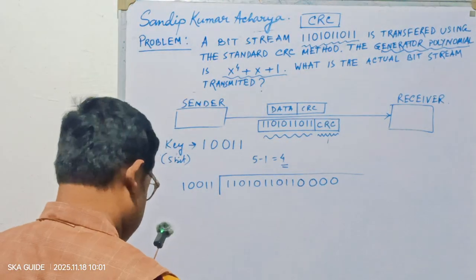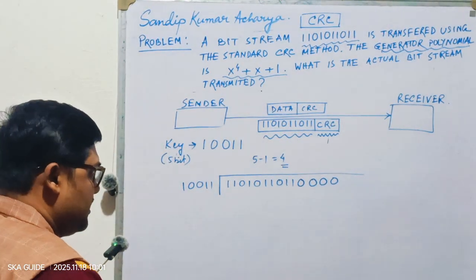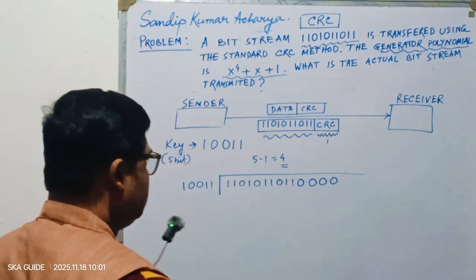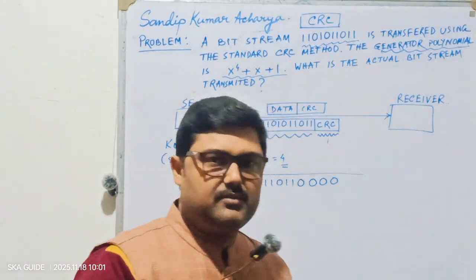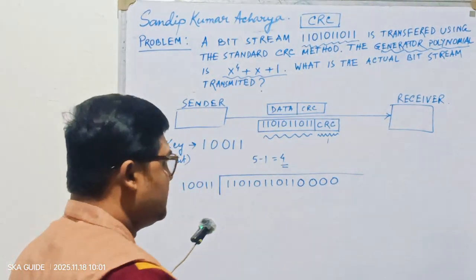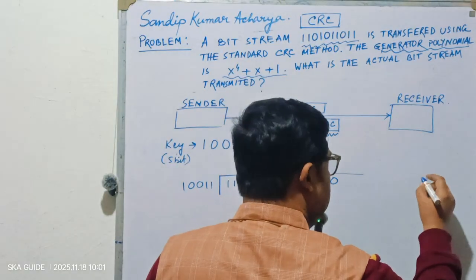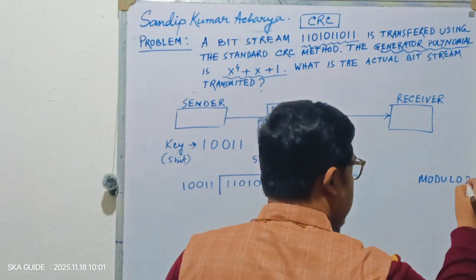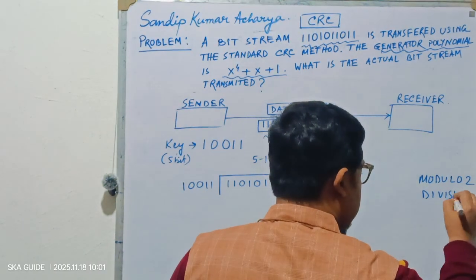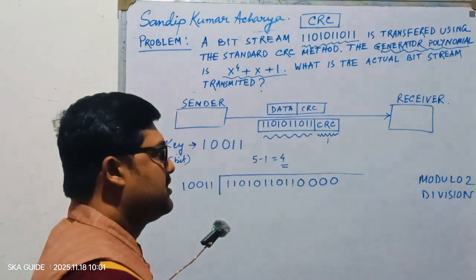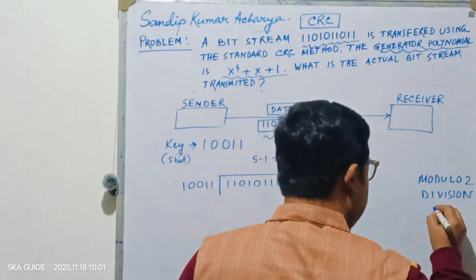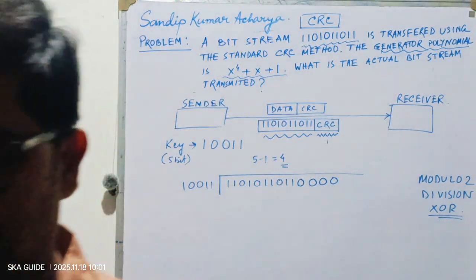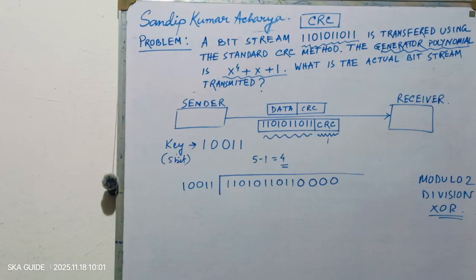Now, what will happen? We will divide this whole stream of bits by this key. But here the division method is not a binary division process; we are applying modulo 2 division. In the modulo 2 division method, we are using XOR gates.